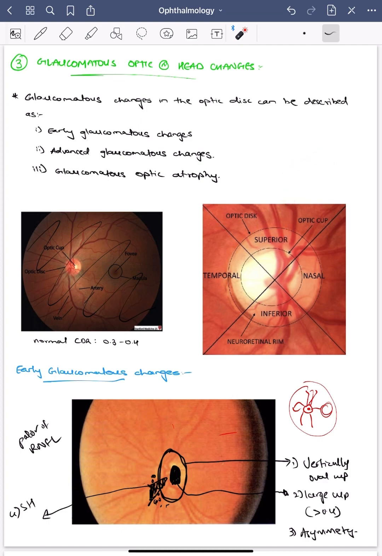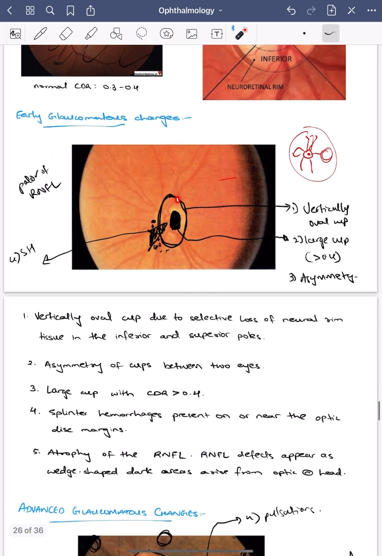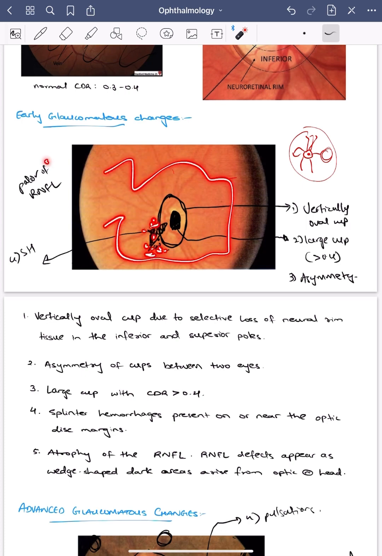Now in early glaucomatous changes, there is a vertically oval cup with increase in cup size, it is greater than 0.4. Then there is asymmetry of the cups between the two eyes, presence of splinter hemorrhages, and atrophy of the retinal nerve fiber layer, which is seen as pallor areas of the retinal nerve fiber layer, or it can be seen as wedge shaped dark areas which arise from the optic nerve head.